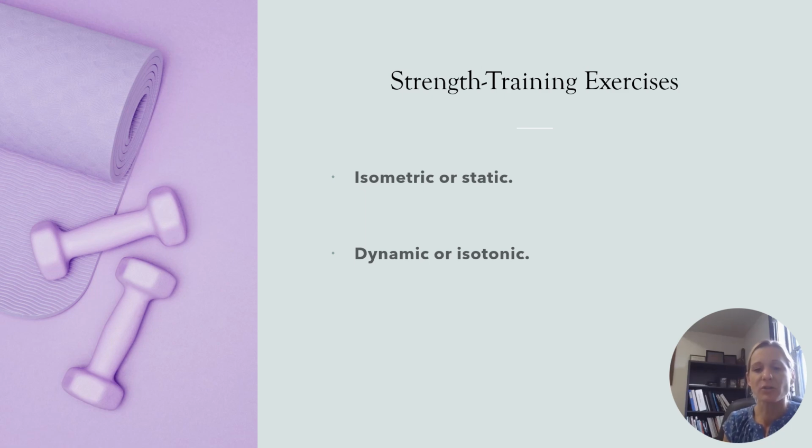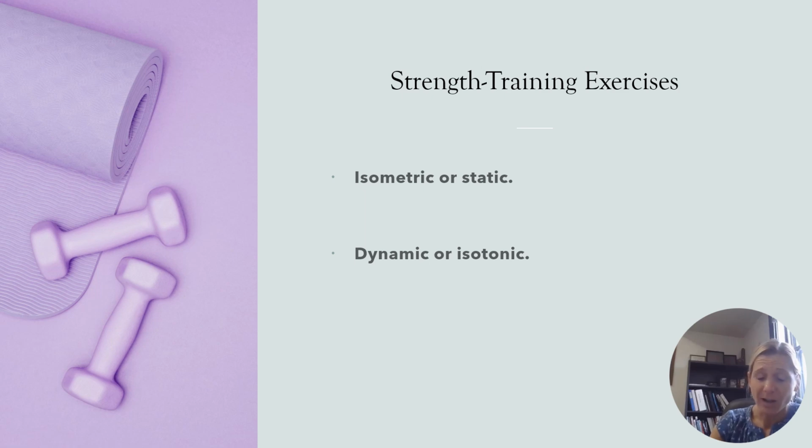Okay, so we think about strength training exercises again. We have a whole class that will focus on program design for strength training and that sort of stuff. But strength training exercises can be isometric or static. So again, think of like a plank, a wall sit, something like that. Or they can be dynamic or isotonic. And again, this is kind of probably what you think about when you think of strength training exercises. So squat, lunges, bench press, pull-ups, etc. Those are all examples of dynamic strength training exercises.